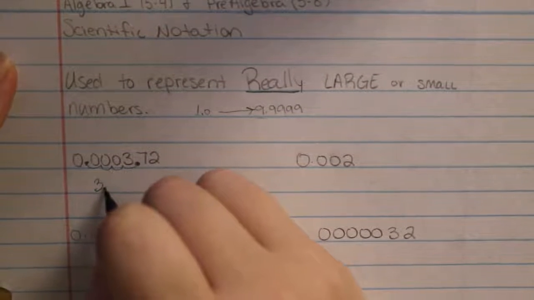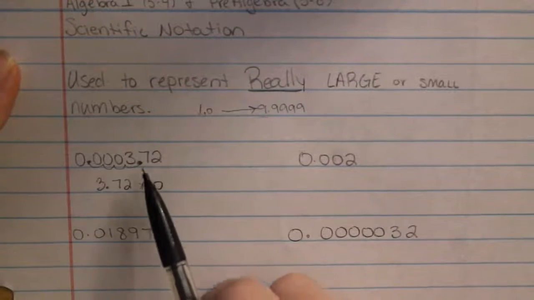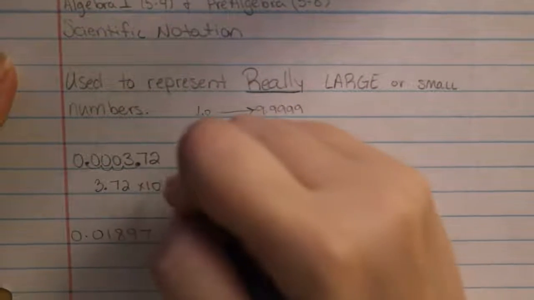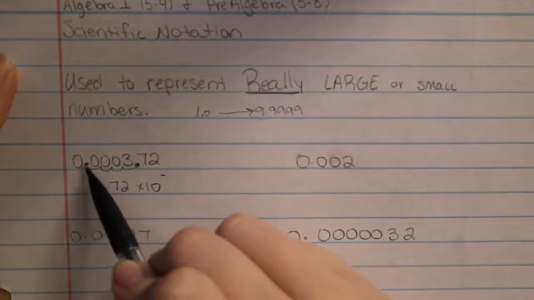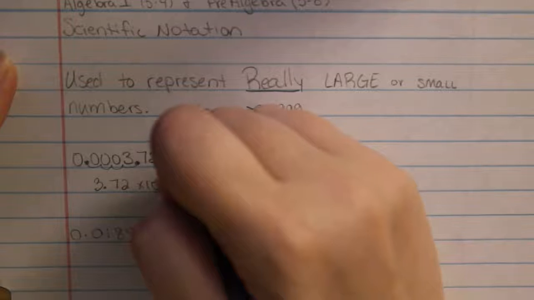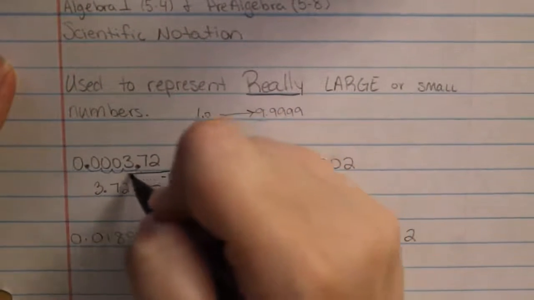So I'm going to write this as 3.72 times 10. Now for this one, the really small numbers are negative exponents, because I would have to take it back out 1, 2, 3, 4 spaces to make it back into its original number. So this is going to be to the -4th.